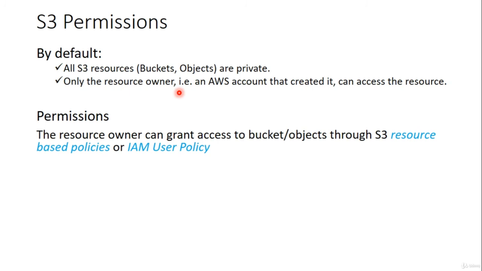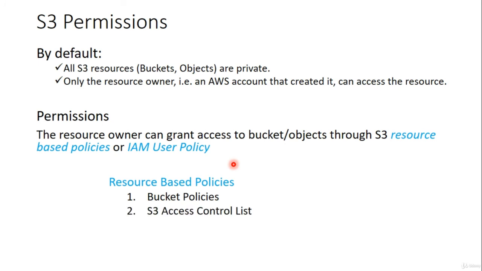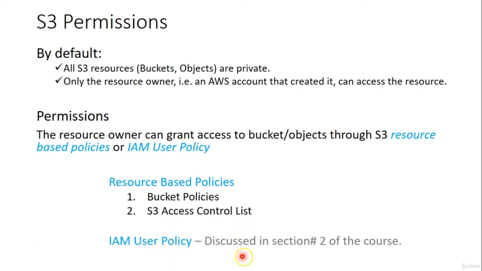The resource owner can grant access to buckets or objects through S3 resource-based policies or IAM user policy. Resource-based policies are of two types: bucket policies and S3 access control list. And next is IAM user policy, which we have already discussed in section 2 of this course. Here we will discuss only bucket policies and S3 access control list, that is ACL.